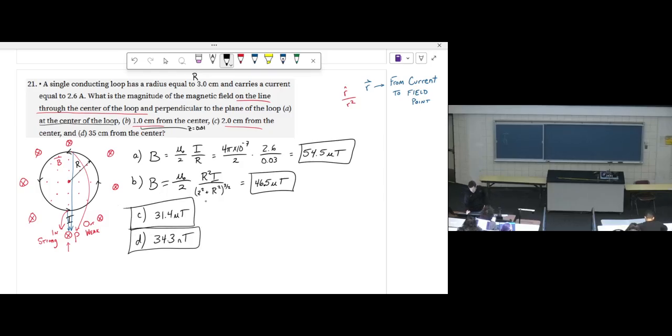For C and D, you use the same equation because we're still looking along that line on the center axis. The only thing that changed was here Z is equal to 0.01 meter. Here Z is equal to 0.02 meter. And here Z is equal to 0.35 meter.